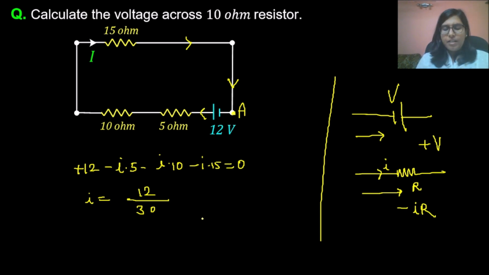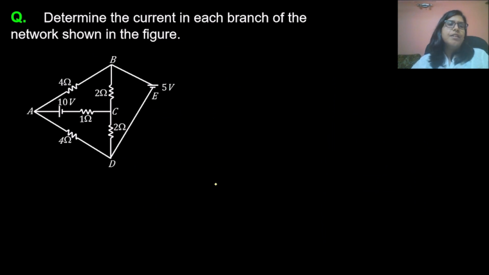Now we will solve one more question here. Determine the current in each branch of the network shown in the figure. So now in this circuit there are two batteries, one 5 volt and one 10 volt. Suppose this current is I. If this current is I, then this I current divides in two parts here, I1 and I2.